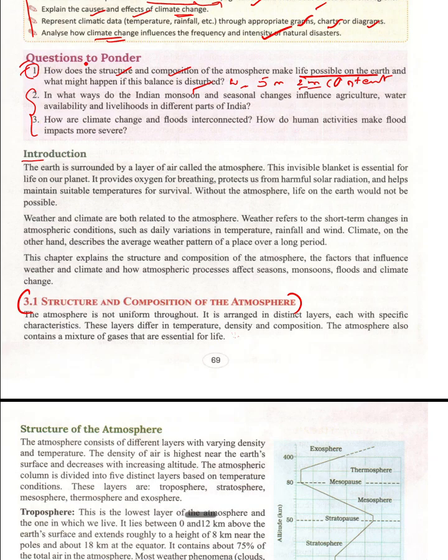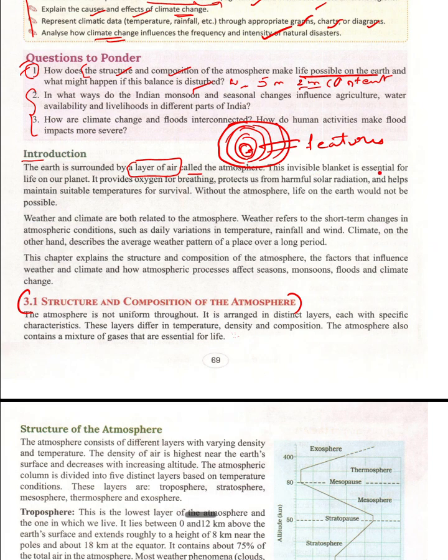Right now, as I already told you, this is the topic which we are going to cover today. The earth is surrounded by a layer of air called atmosphere. So atmosphere is just a layer of air. Suppose this is earth and there is a blanket around it. That blanket has its own layers, and we are going to study all its layers and features, and how these layers make our life existence and sustenance possible on the planet earth.